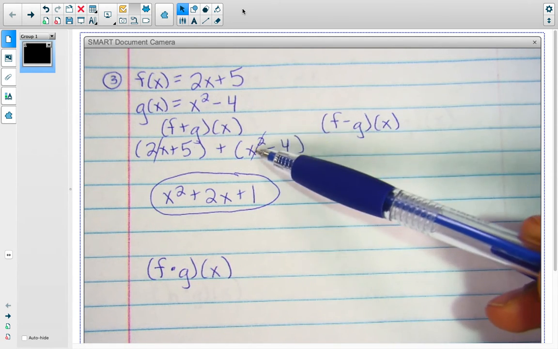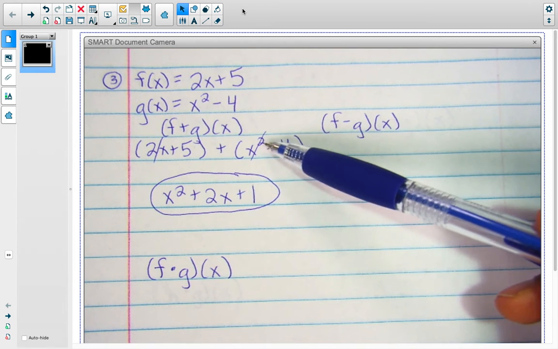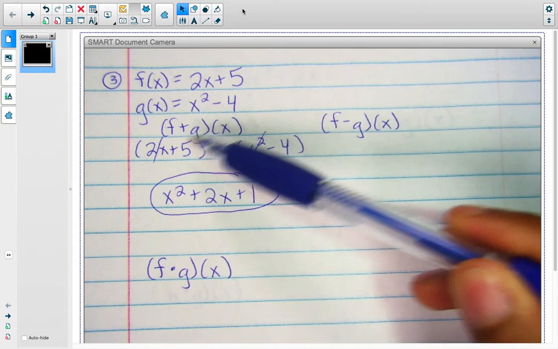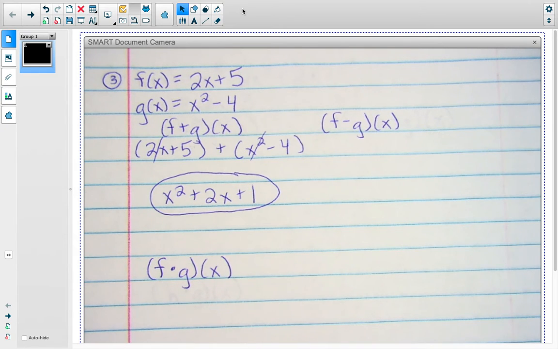Again, like terms have to have the same variable and same exponent. Nothing goes with x squared, bring it down. Nothing goes with 2x, bring it down. But I do have two constant terms, and 5 minus 4 is 1.